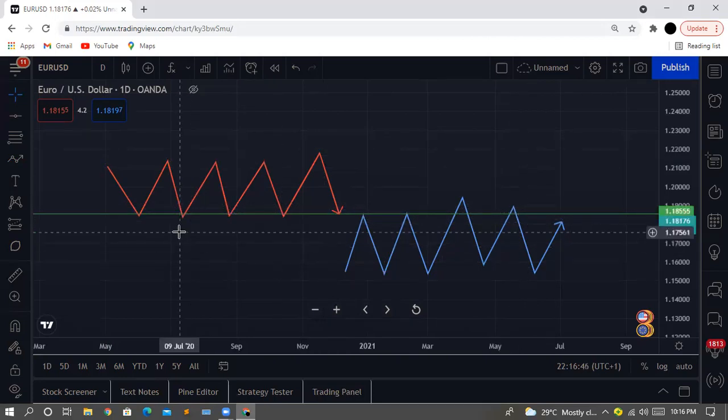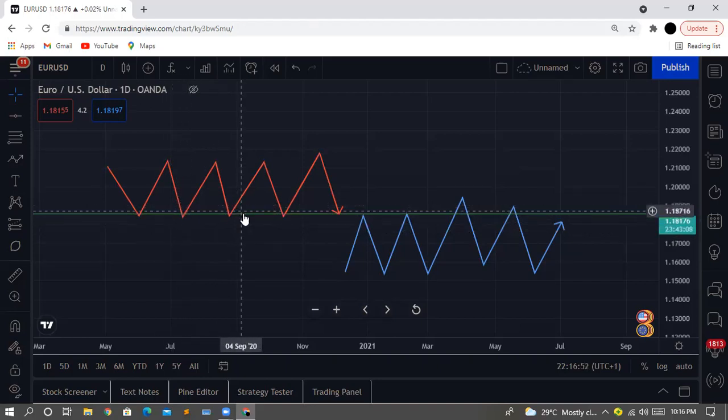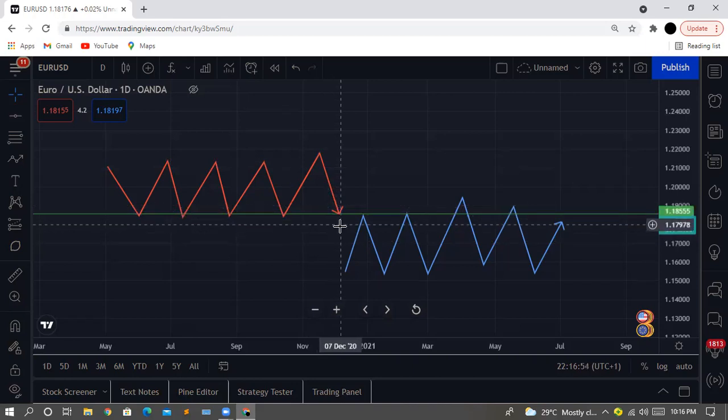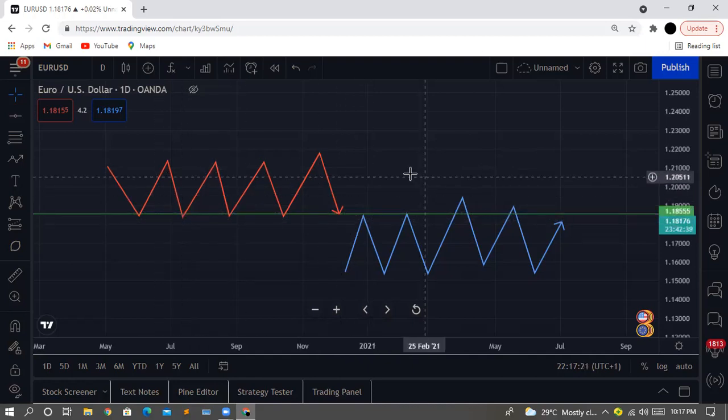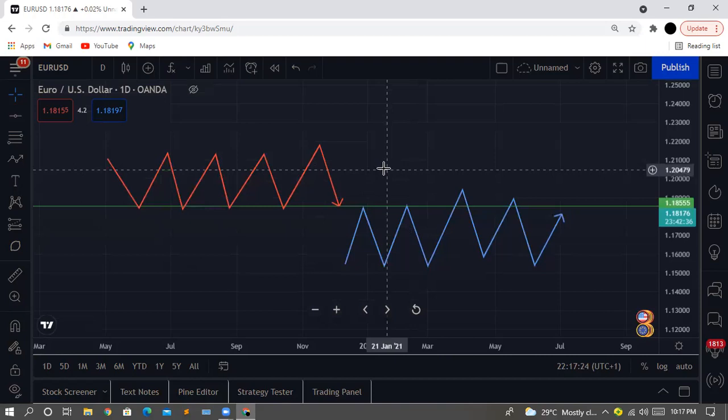So what do I mean by this? At this point, it served as a support, but it broke down to this place and retested. Now it is serving as a resistance. A support zone is a demand zone, while a resistance zone is a supply zone. So this is how we would watch out for support and resistance zones.